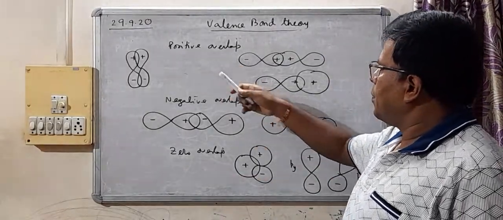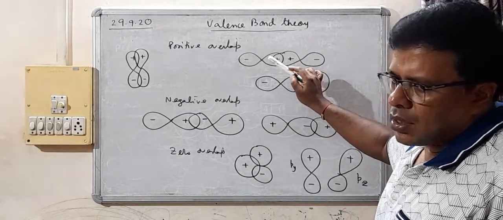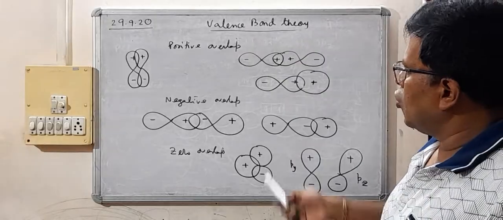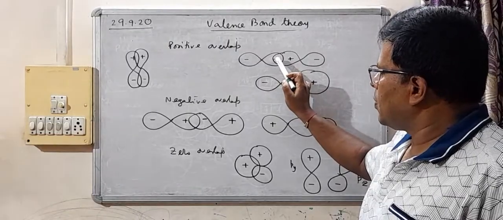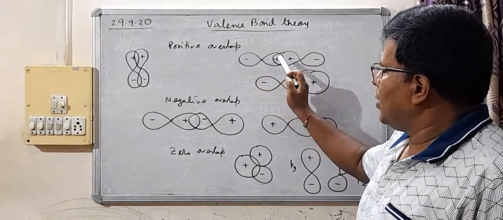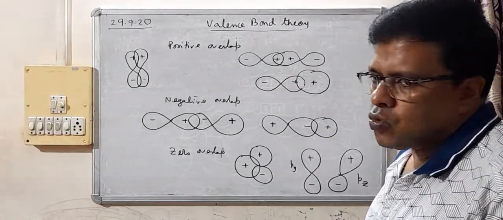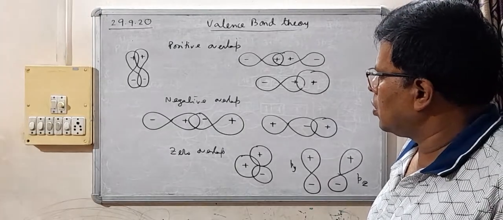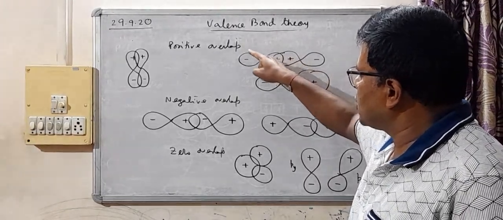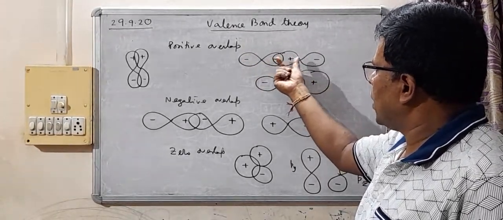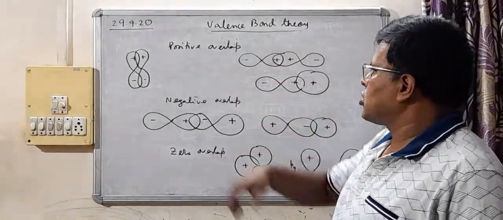What is positive overlap? You see, this is 2p orbital overlapping, and this is an illustration of positive overlap. A p orbital has 2 lobes, and one lobe will be plus, the other lobe will be minus. This plus and minus are not the charge; they are due to the sign of the wave function. This is positive, this is negative. So you see here p orbitals are overlapping, positive region with positive region. This is called positive overlap.